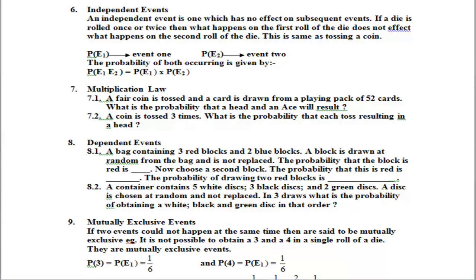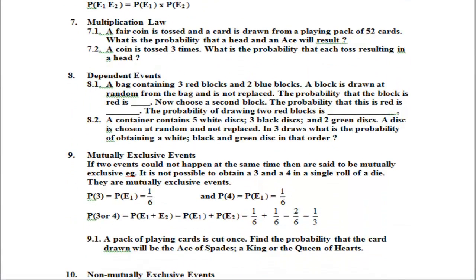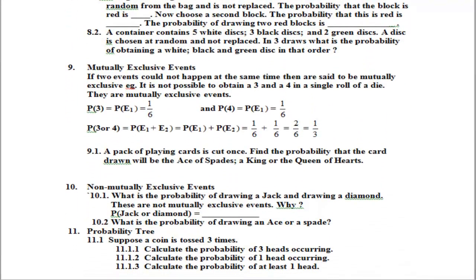Now, mutually exclusive events: if 2 events could not happen at the same time, they are said to be mutually exclusive. It is not possible to obtain a 3 and a 4 when you roll a die once. But you could get a 3 or a 4. They are mutually exclusive. So the probability of getting a 3 is 1/6, and the probability of getting a 4 is 1/6.